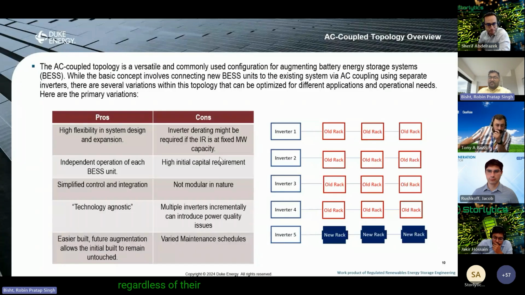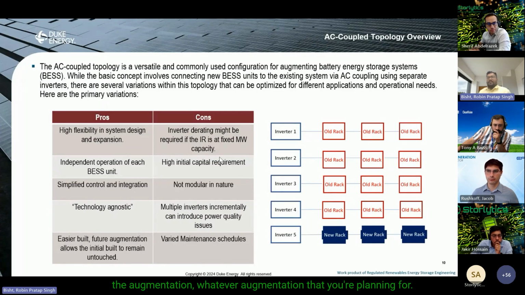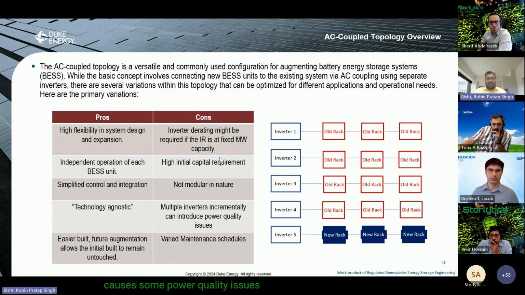Yeah, regardless of their capacity, you're adding more. If they are string inverters, you can really optimize the amount you augment. Central inverters, you can't really optimize as much because you have a big chunk of a megawatt that you're placing into whatever augmentation you're planning for. But nevertheless, you're adding inverters, so you're adding more power electronics devices, LC banks, and that causes some power quality issues that we usually don't talk about.